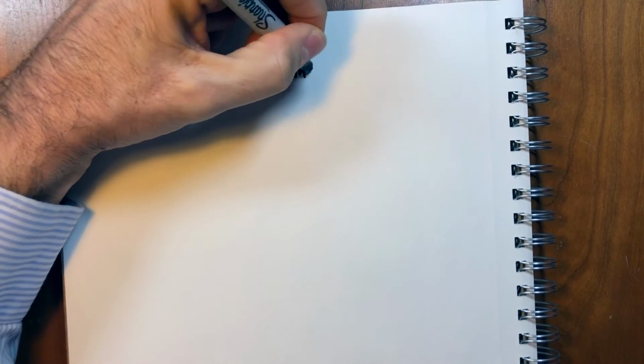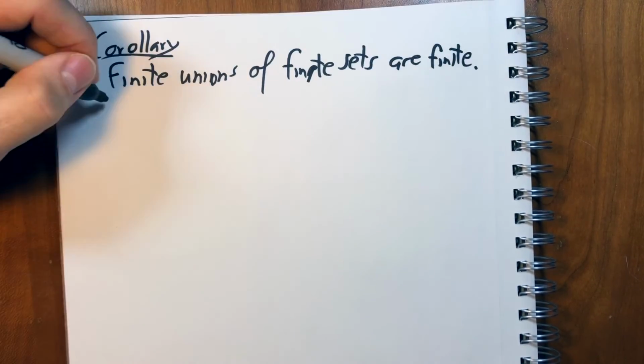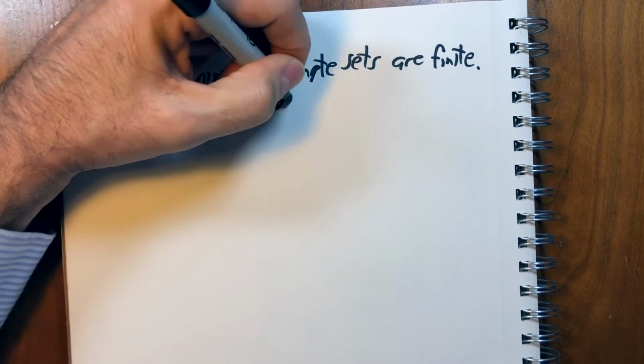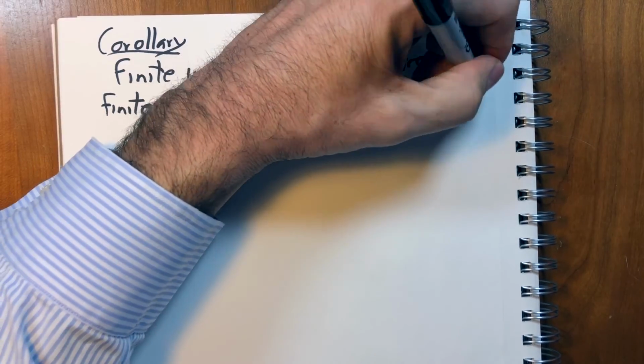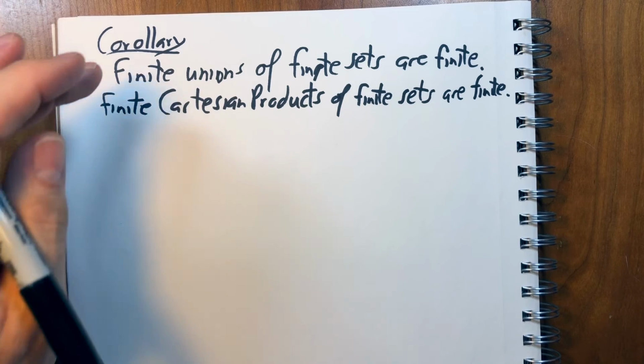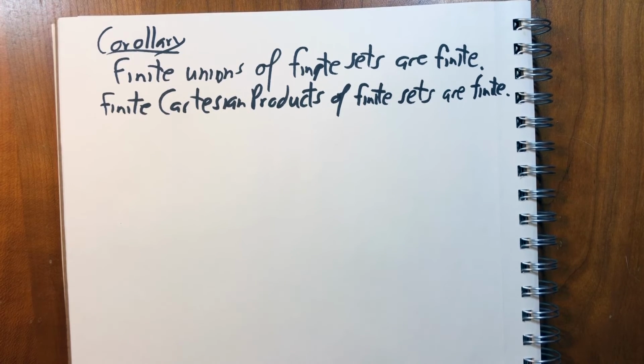Okay, let's do one last little corollary here, and then we'll stop. Finite unions of finite sets are finite, and finite Cartesian products of finite sets are finite. Okay, so let's do unions first. First we'll show that the union of two finite sets is finite, and then we'll use induction to prove that any number of finite sets is finite.